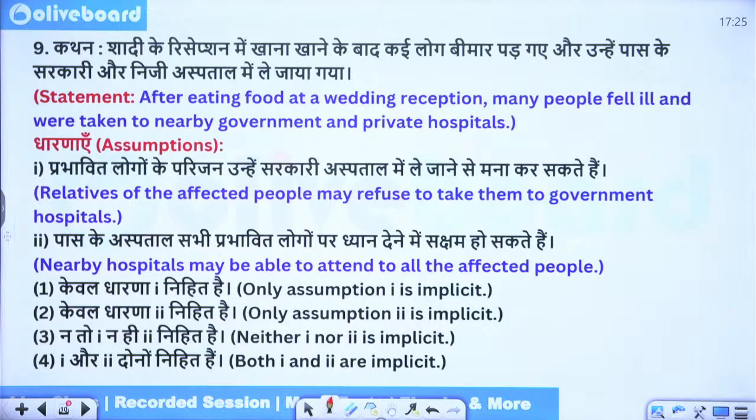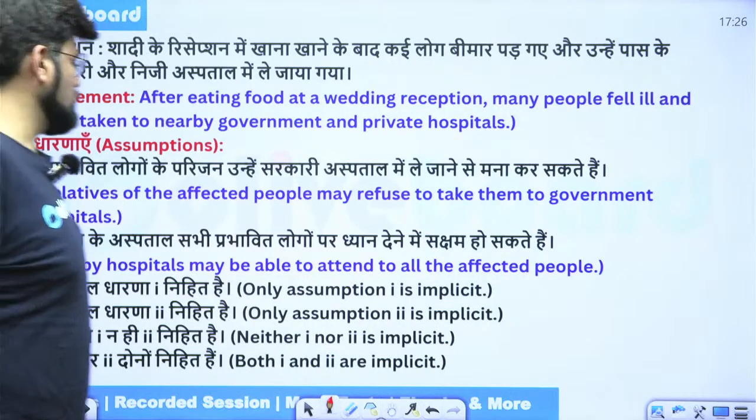After eating food at a wedding reception, many people fell ill and were taken to nearby government and private hospitals. The author has clearly mentioned both government and private hospitals. What are the assumptions here? Relatives of the affected people may refuse to take them to government hospitals? No, they are not sure. The author has just said they will be taken to both government and private hospitals, so this becomes contradictory. Second one says nearby hospitals may be able to attend to all the affected people. Yes, of course. That is why they are being taken to the nearby hospitals. So only 2 is implicit. Option 2 is the correct answer.